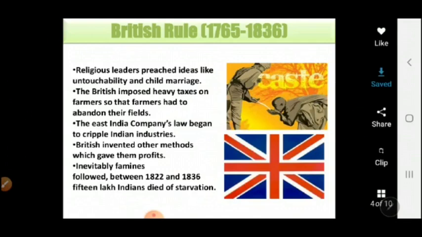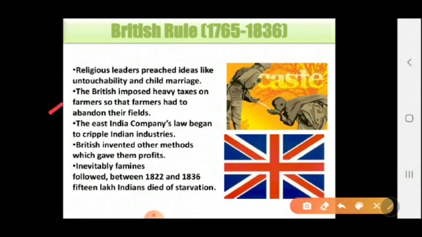Now, during their rule over India from 1765 to 1836, what did they do in India? The British imposed heavy taxes on Indian farmers, so that the farmers had to abandon their fields, their land. The East India Company's laws began to cripple, meaning to make them, you can say, disabled.